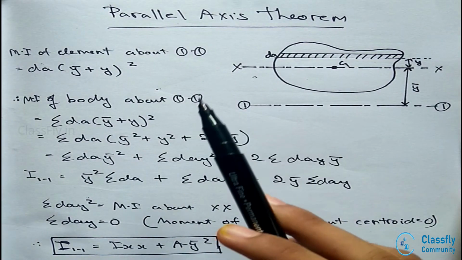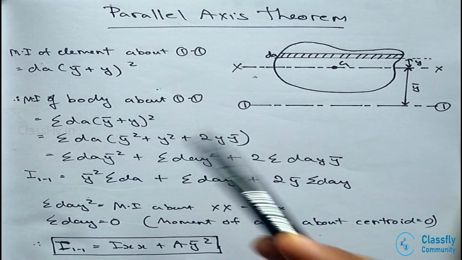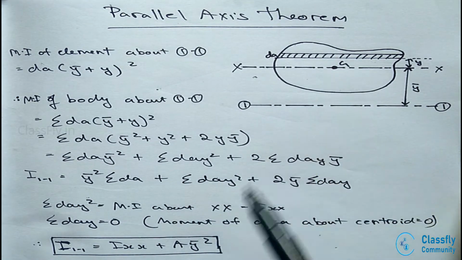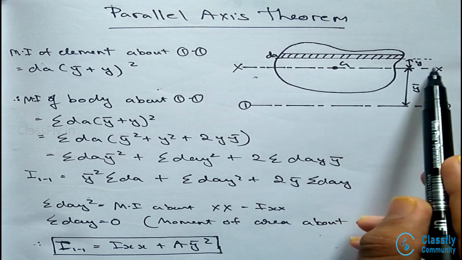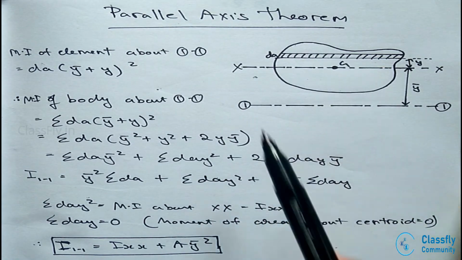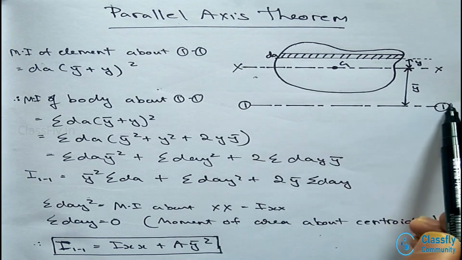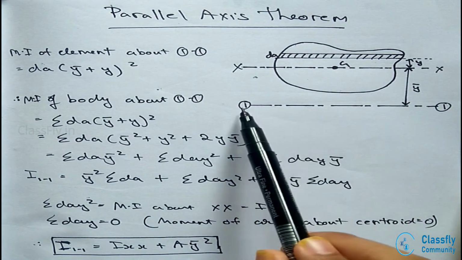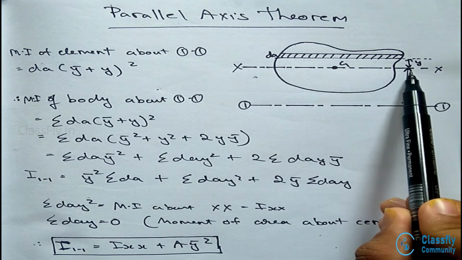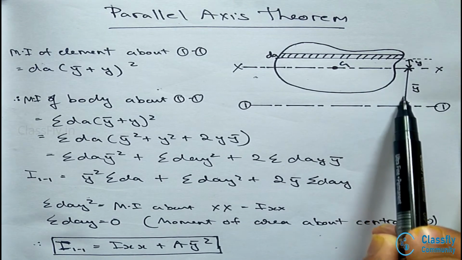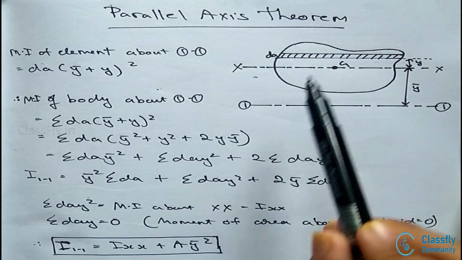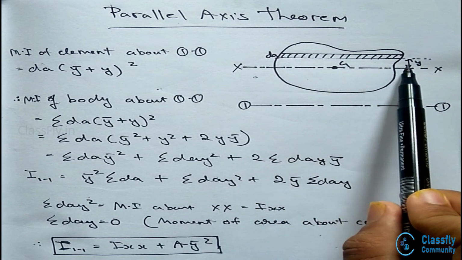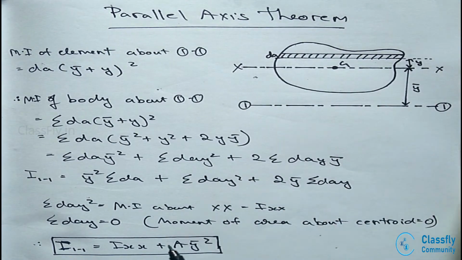Now, coming to the proof of the parallel axis theorem. Well, consider a plane lamina which has its centroid at point Z. Let xx be an axis passing through the centroid and let 1-1 be a reference axis which is parallel to the xx axis. The reference axis lies at a distance of y bar from the x-axis. Also, let dA be an elemental area which is at a distance of y from the x-axis.